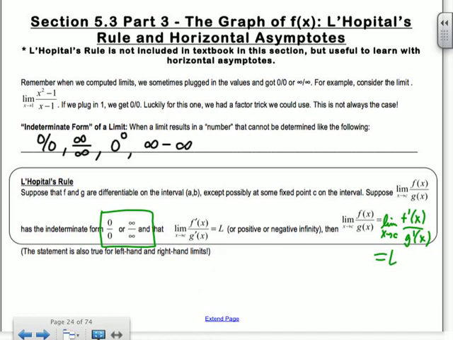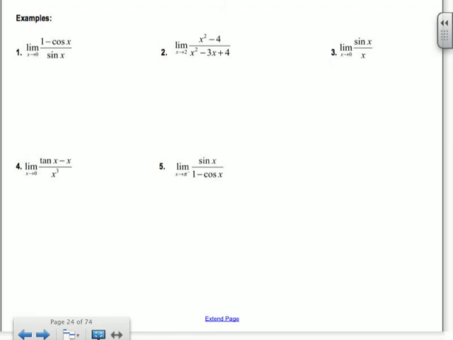So for example, let's say I have the limit as x goes to 0 of 1 minus cosine of x all over sine of x. First we need to check: is it 0 over 0 or infinity over infinity before you can use L'Hopital's rule? Here's a radian measure of 0. Cosine of 0 is 1. Sine of 0 is 0, right? Cosine is the x value, sine is the y value. So if you're checking, you would have 1 minus 1 over 0, which is 0 over 0. When you get that, you can use L'Hopital.